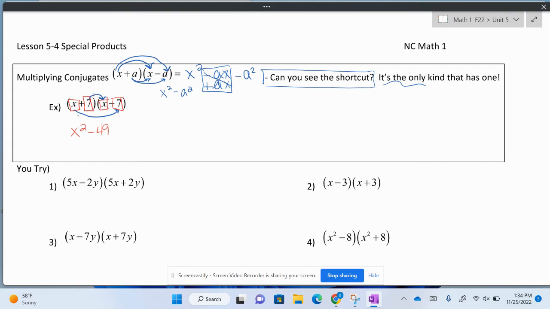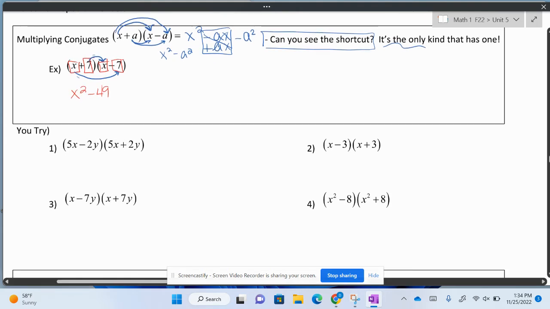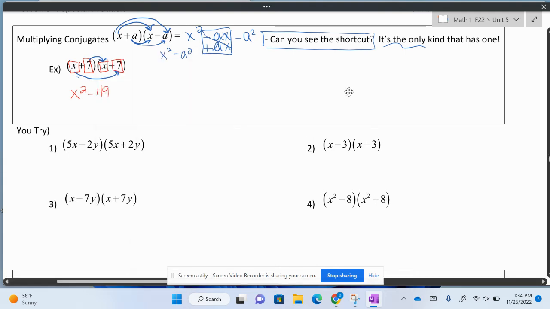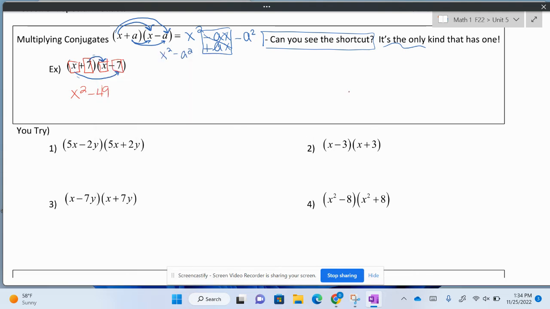So we're going to try using the first one. I'll use FOIL or distributive, either or, just to make sure you understand it. And then we're going to try and use the shortcut. So first two terms, 5x times 5x is 25x squared. The outside terms, 5x times 2y. Well, 5 times 2 is 10xy.